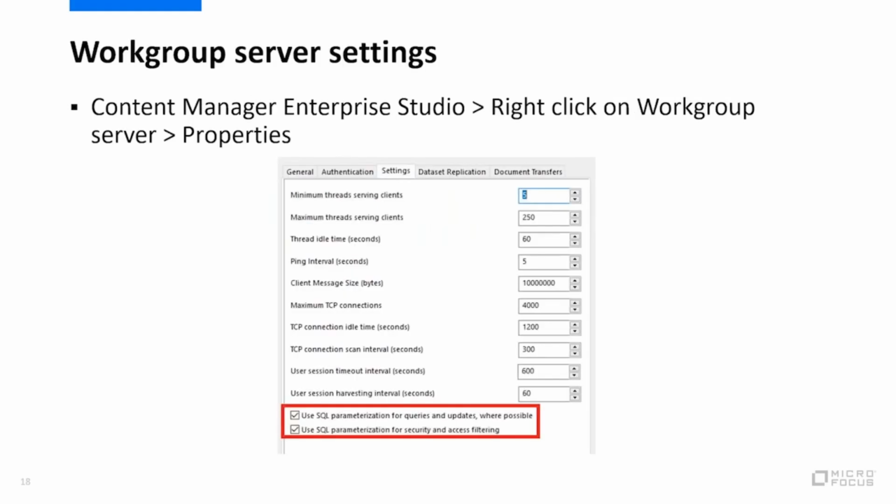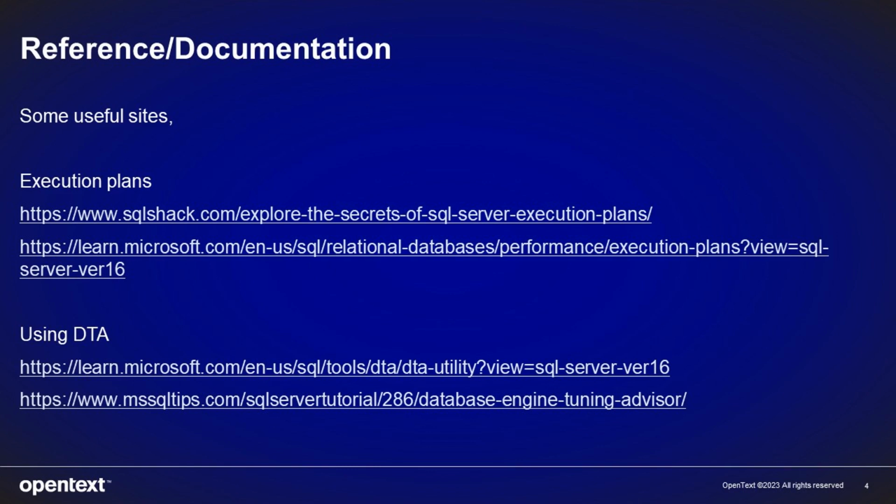And there are a couple of SQL parameterization settings available as part of the workgroup service settings, which are also in CM Enterprise Studio. The settings can be used for parameterized user queries or security filtering. The user can adjust these two settings to get the performance tuned when needed.